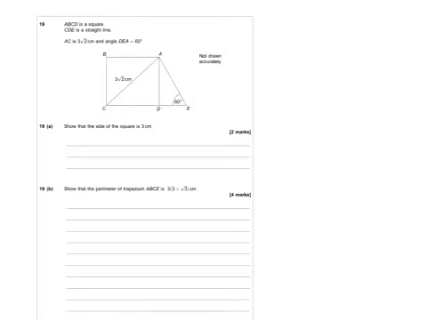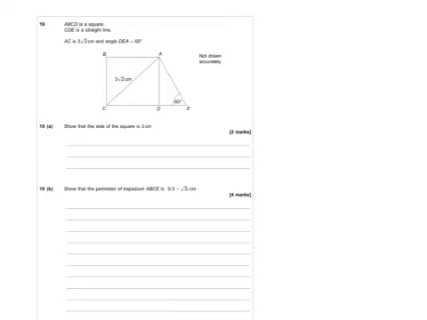Okay, we've got ABCD is a square and CDE is a straight line, so we've got a right-angled triangle there as well. AC is 3 root 2 and angle DEA is 60. Show that the side of the square is 3.